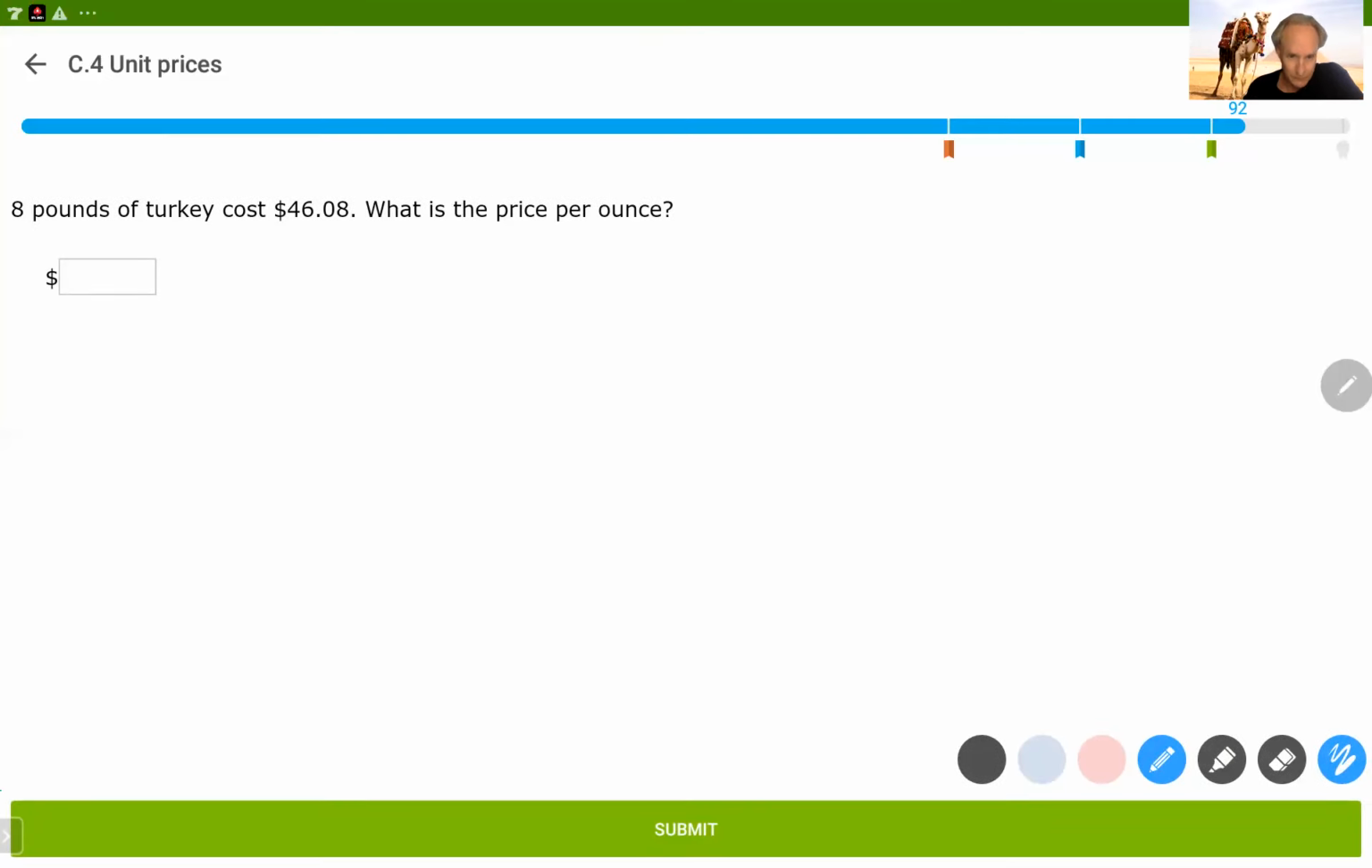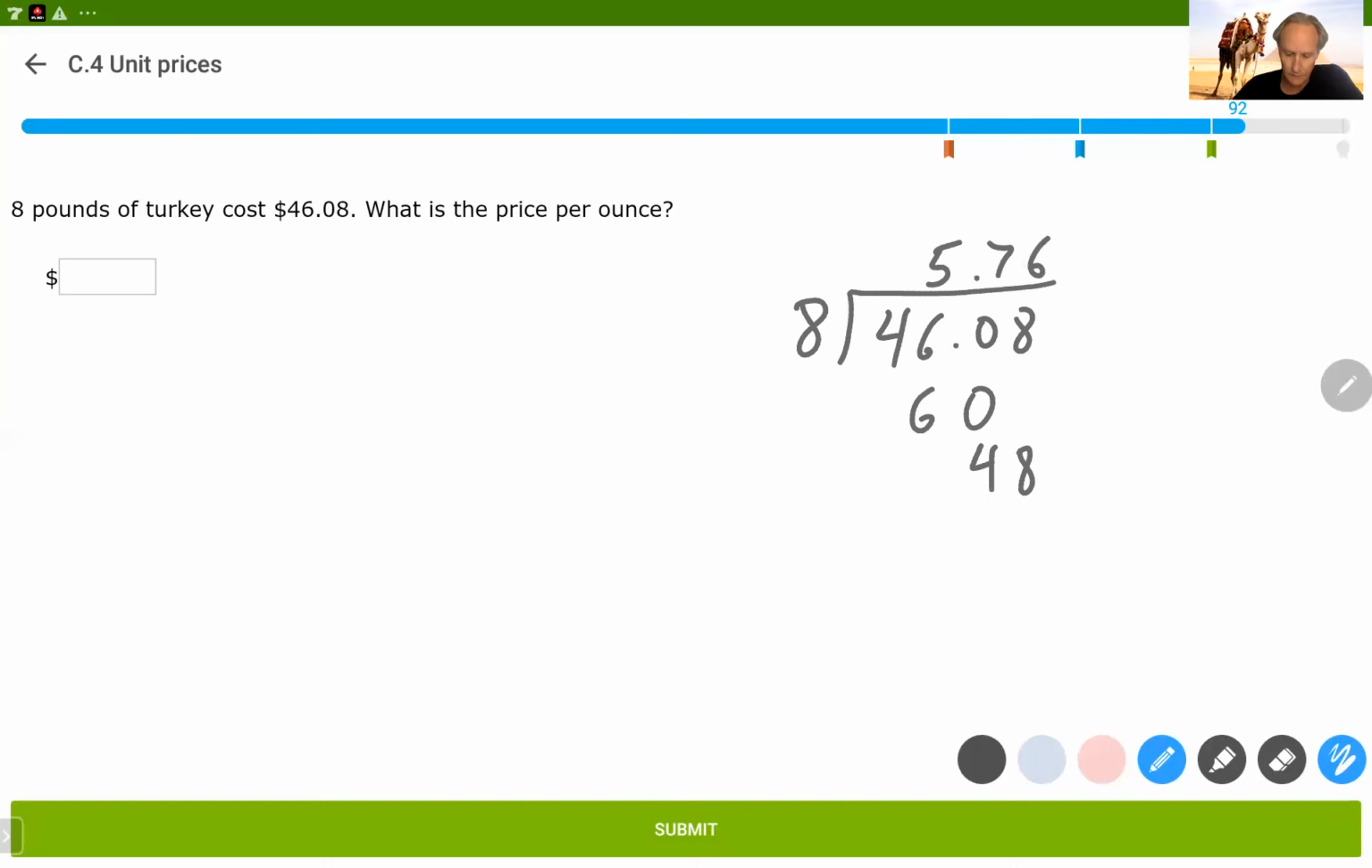Price per ounce. Now we've got 8 pounds, and we're dividing this into 46.08. We need to be careful because they want to know the price per ounce. So let's do this division first. 8 goes into 46 5 times, and it leaves us with a 6. And it goes in 7 times, and this is 48, and then 6 times. Okay, so 576 per pound.